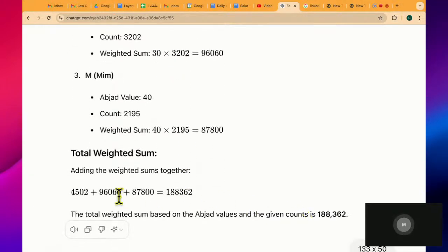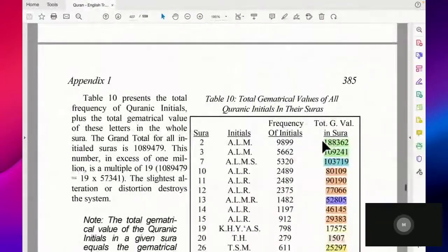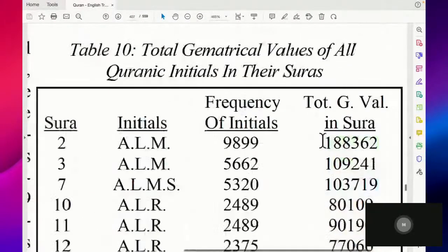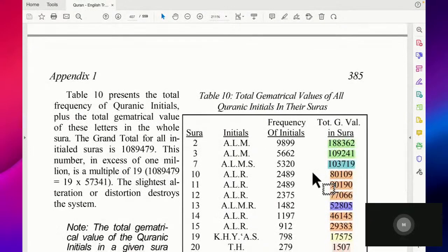And if you take a look at it, you see that it says that the total is 188,362. And we see here, voila, we have the number here, 188,362. ChatGPT probably makes it easier for you, but don't trust it completely because sometimes the counts are wrong, as I will show you, God willing.